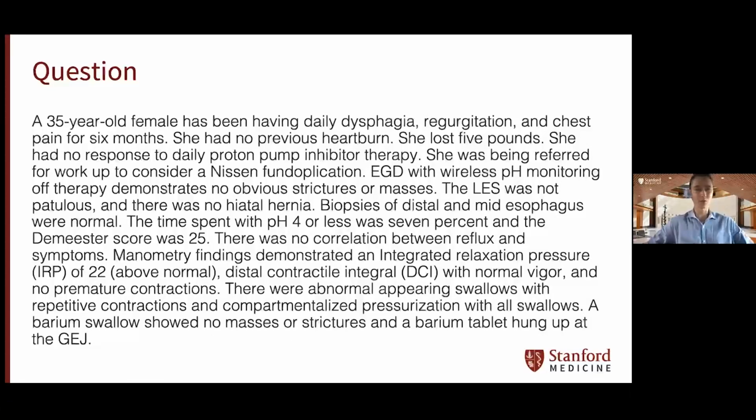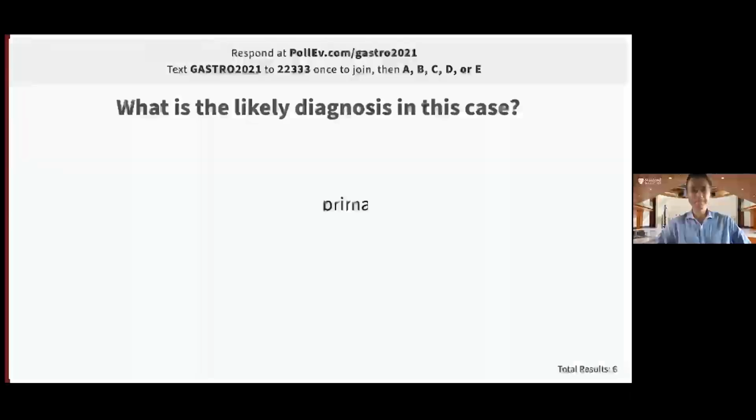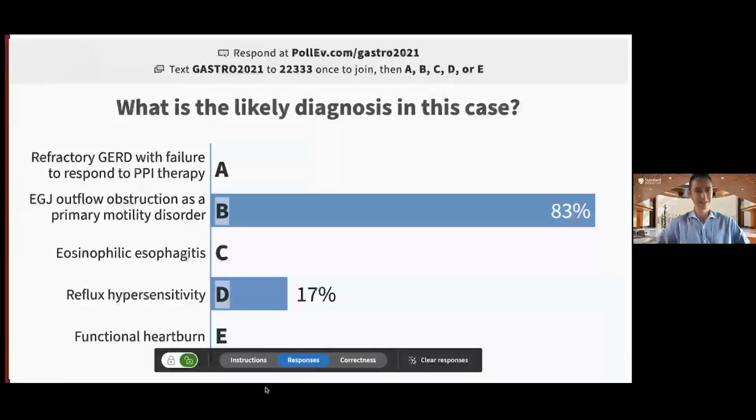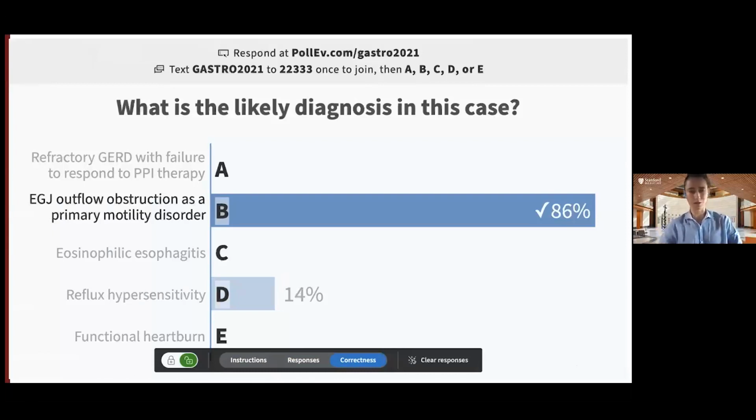Okay, so why don't we take a look at the responses? Wow, so the big majority of the group is opting for EGJ outflow obstruction as a primary motility disorder. And some of our attendees think about reflux hypersensitivity. The correct answer is, in fact, B, EGJ outflow obstruction as a primary motility disorder. And maybe Dr. Tredafilopoulos and or Dr. Clark could walk us through the answer for this question.